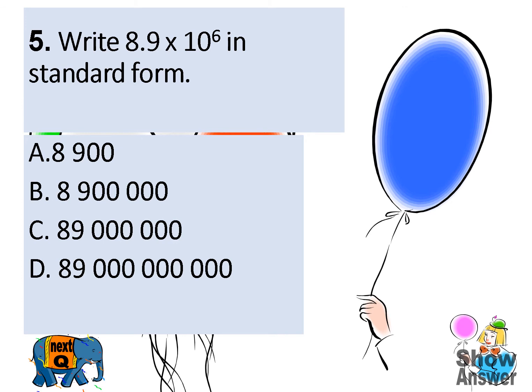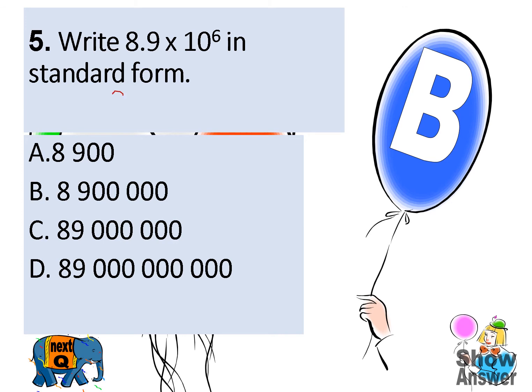B, 8,900,000? C, 89 million? D, 89 billion? What do you think is the answer? It's letter B. Why do you think it's letter B?